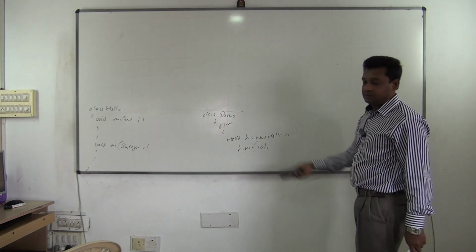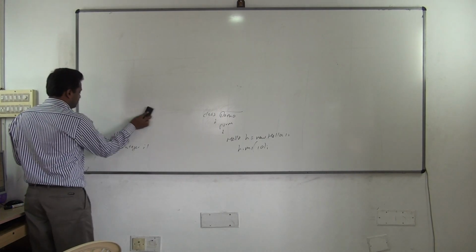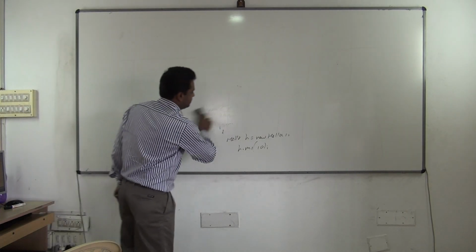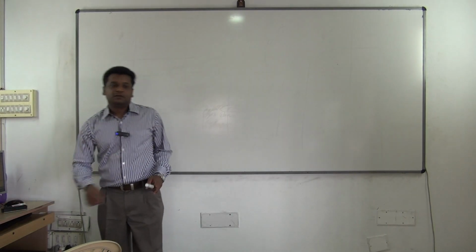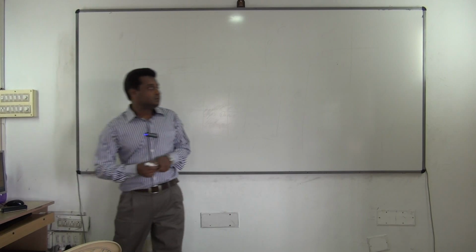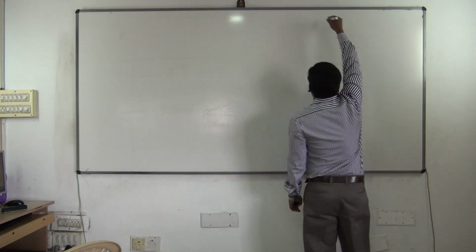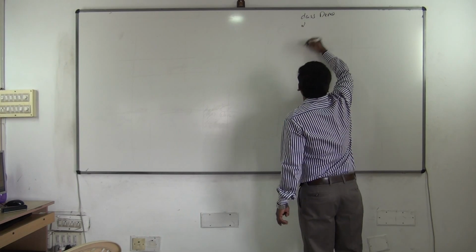Clear this now? We'll see more examples on this overloading. Fine. So now see, I want to add two numbers.